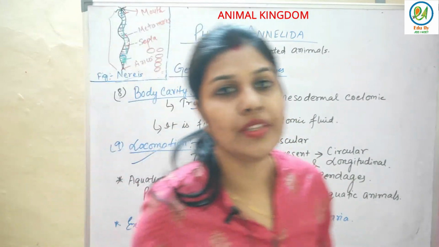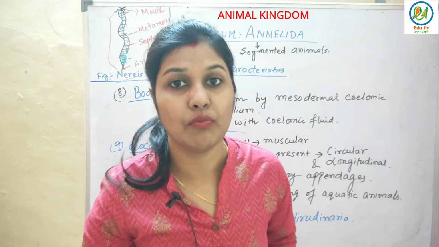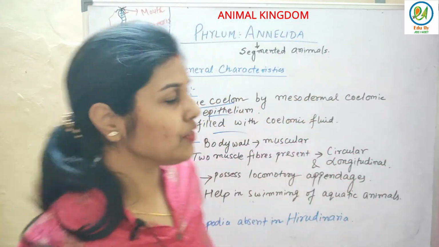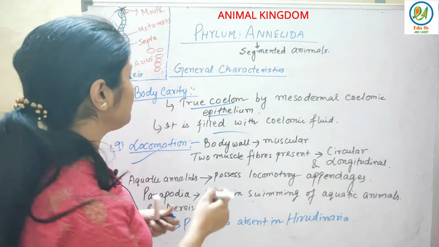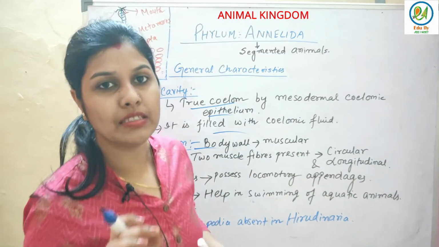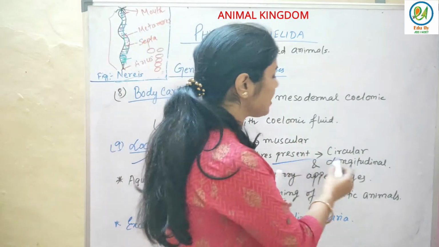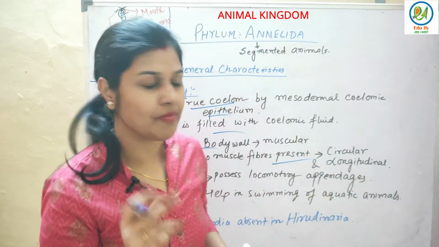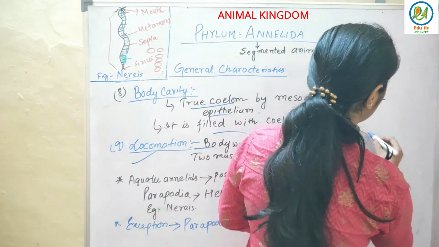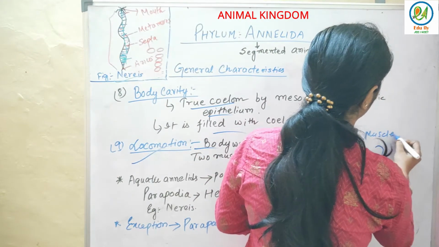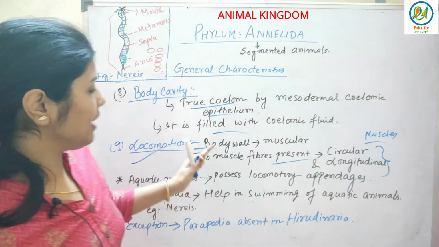See, how do they travel? How do they move? The movement of those animals in case of annelids, what happens is that the body wall is muscular. That is, two muscles are present. Fine. One is circular and the other is longitudinal. Two types of muscles are present. These two muscles are very important. These two are present in case of annelids.